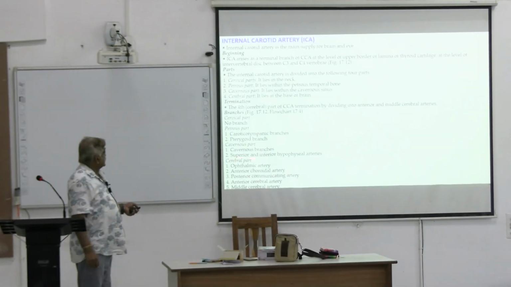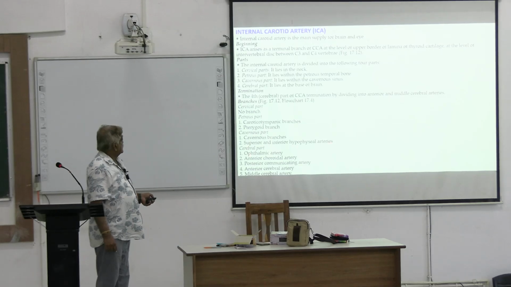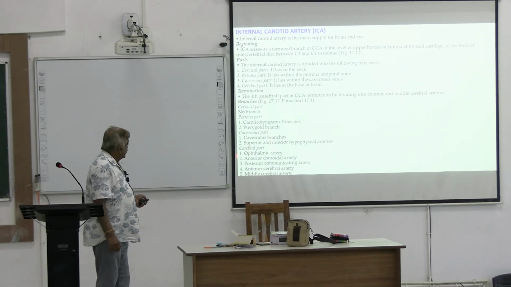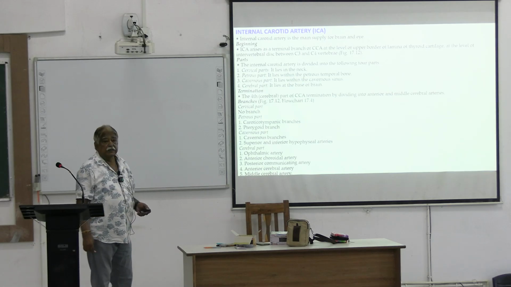Caroticotympanic branches, the cavernous part with the superior and inferior hypophyseal arteries. Now, the cerebral part: ophthalmic artery, anterior choroidal artery, posterior communicating artery, anterior cerebral artery and middle cerebral artery.